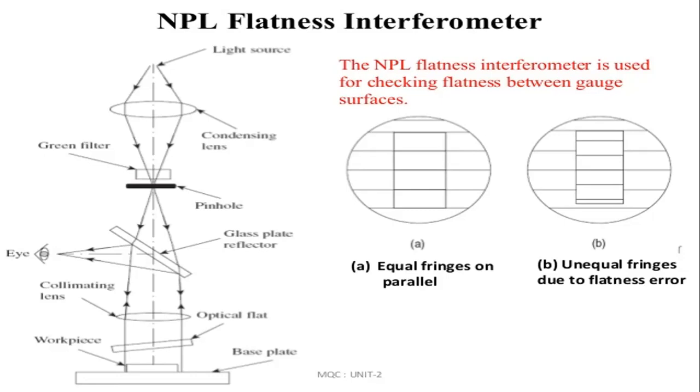So here in the parts you can see the green filter. This green filter is used to purify the other light sources. In the VIBGYOR colors there are 7 colors: violet, indigo, blue, green, yellow, orange and red. So except the green color, all the remaining colors are purified in this green filter.